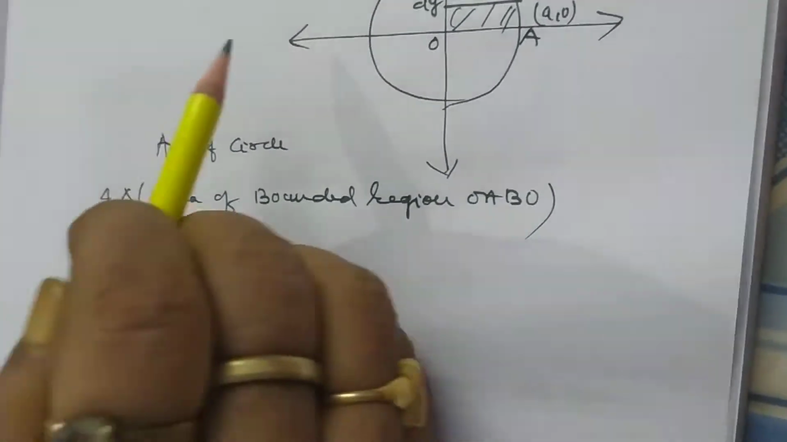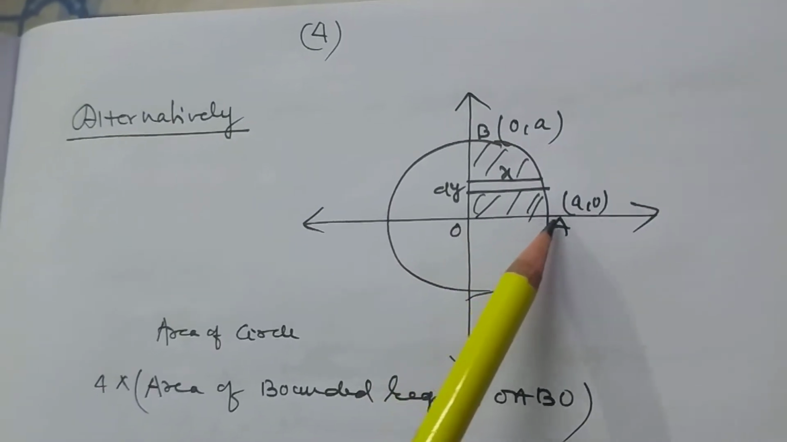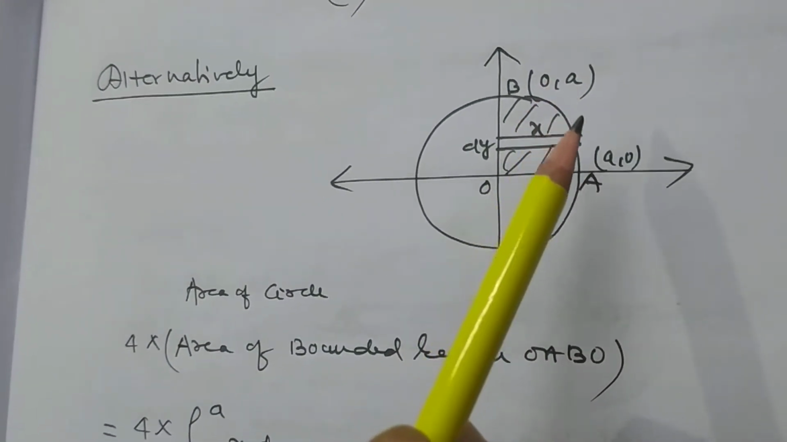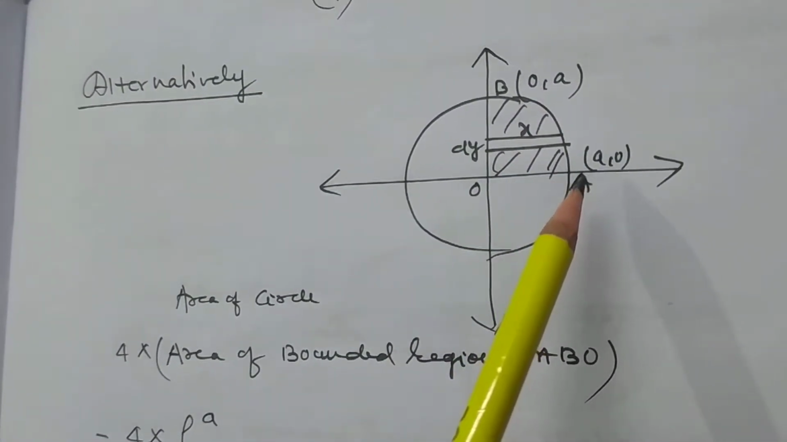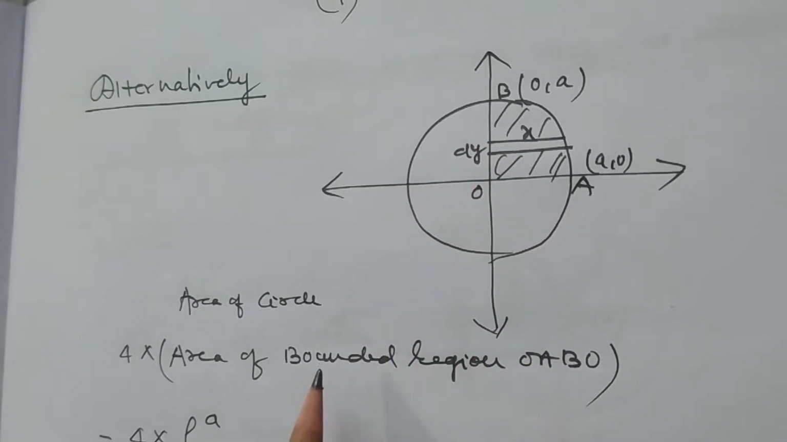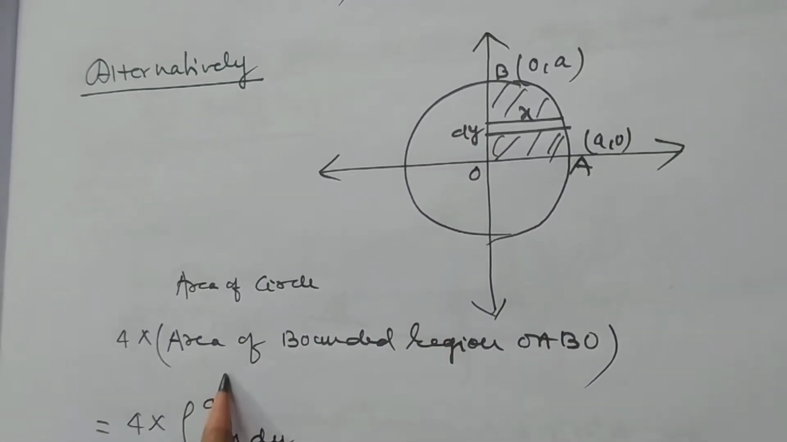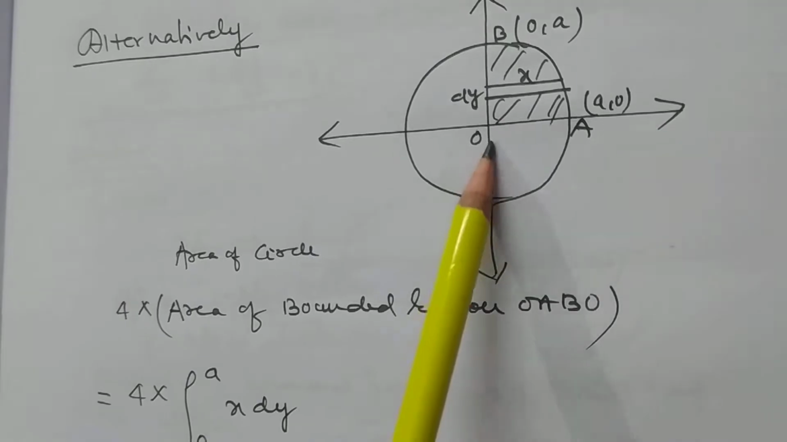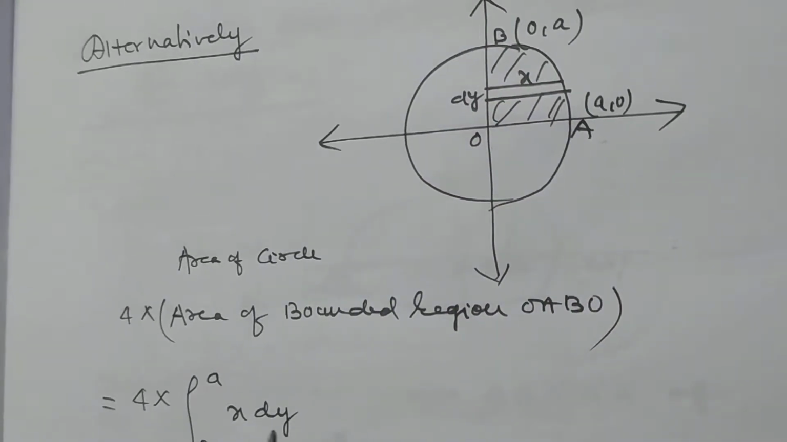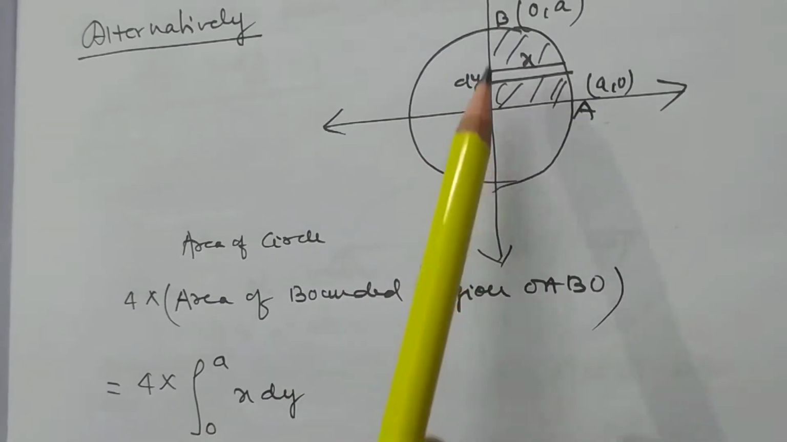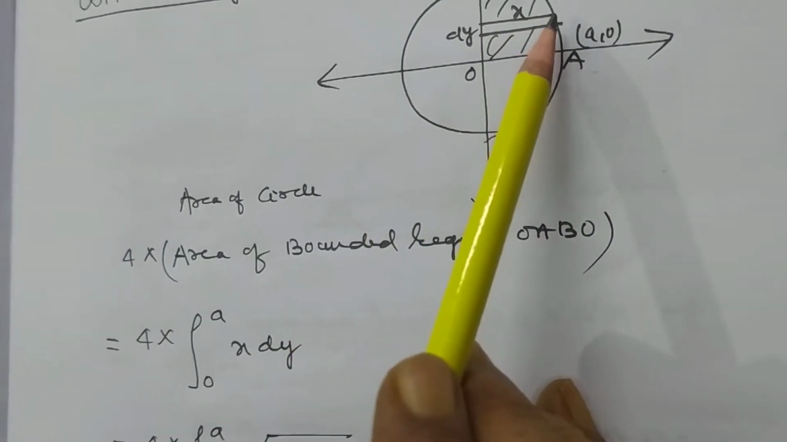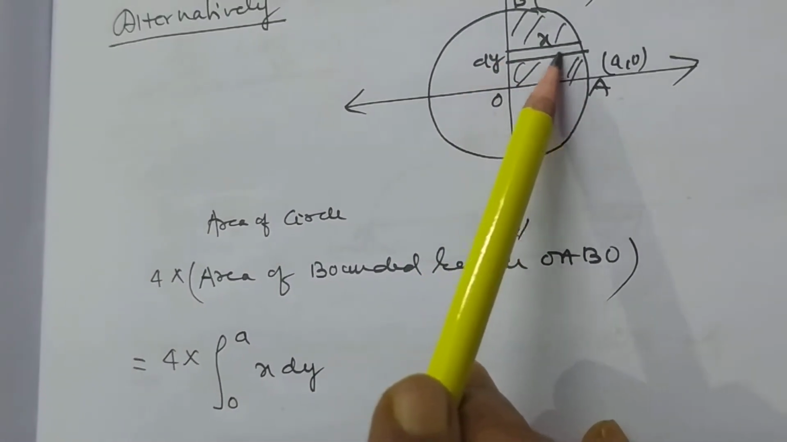Now alternatively you can solve this problem in this way. The area of the circle, you may write in this way: 4 into the area bounded by the region OABO, that is 4 into the integral from 0 to a of x dy. This is x and this is dy.